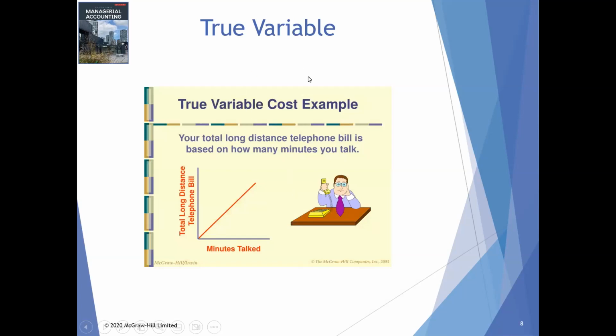The true variable cost. The total long distance telephone bill is based on how many minutes you talk. So this is, we know, direct means a true variable cost example. You can see here that as the minutes talked are increasing on the left hand side, the total long distance telephone bill is also increasing, right?